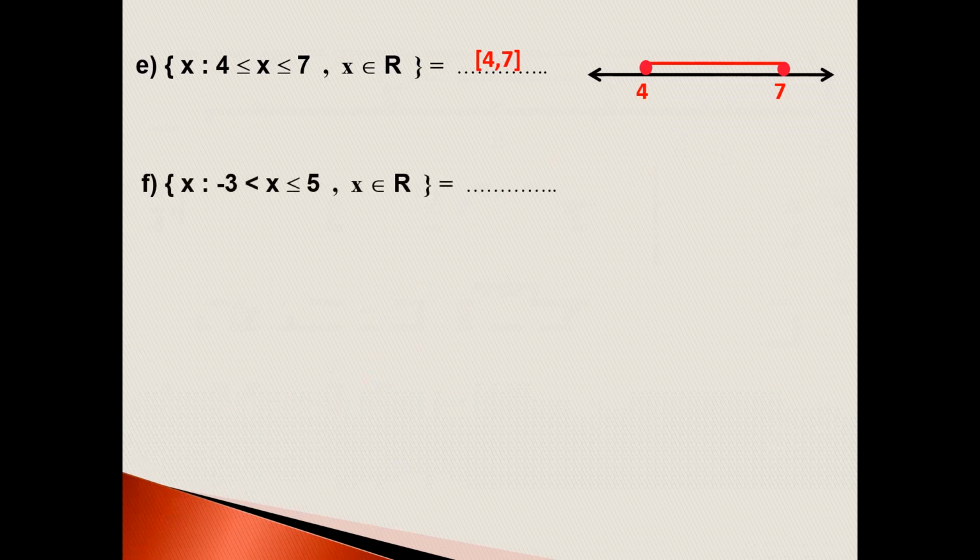Here I have x more than -3 less than or equal 5. So it means that -3 is not included and 5 is included. So I'll open -3 and close 5. I put it on the number line. I put a point on -3, a point on 5. I open -3, I close 5. So I join between them because I want the real numbers between them.